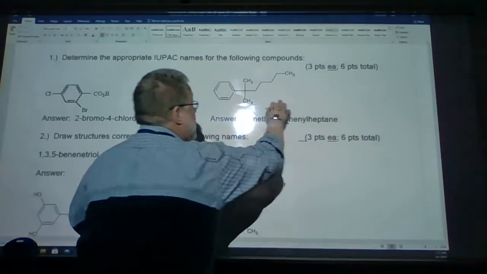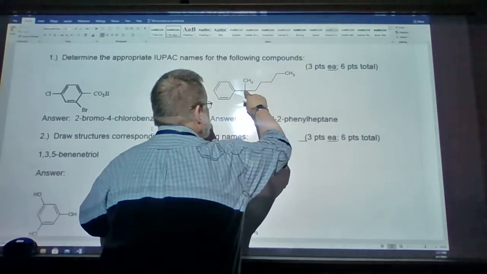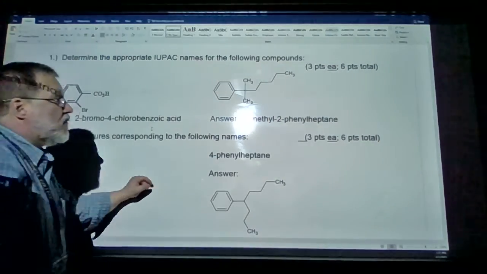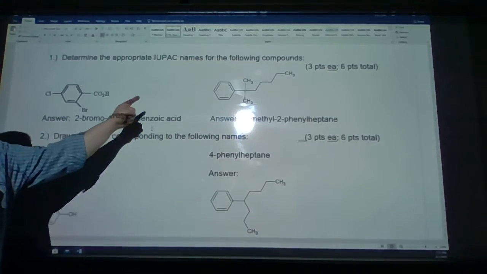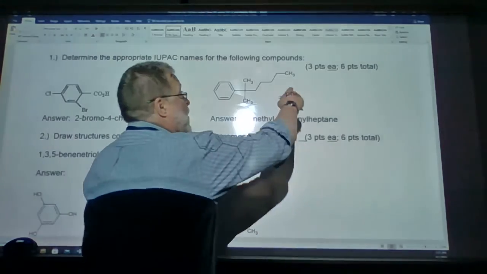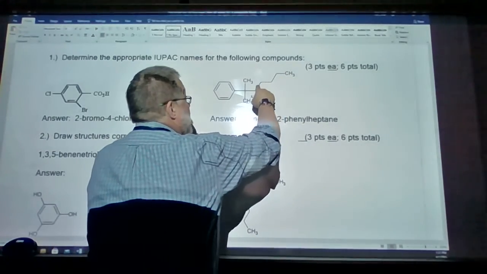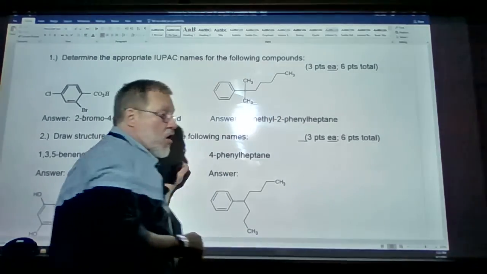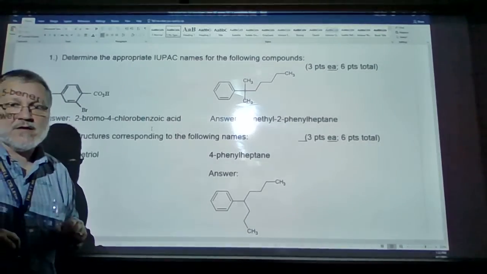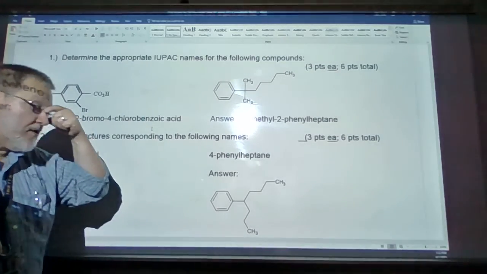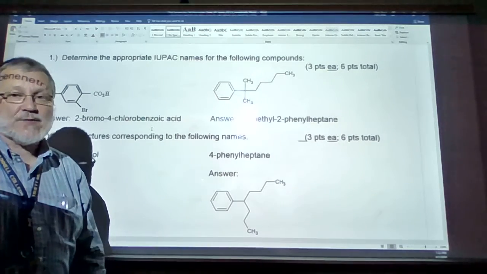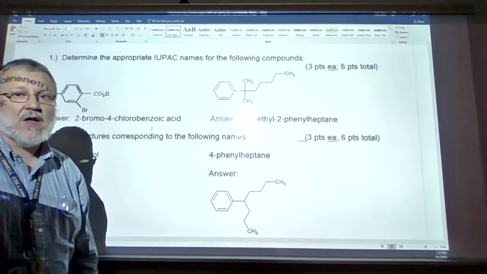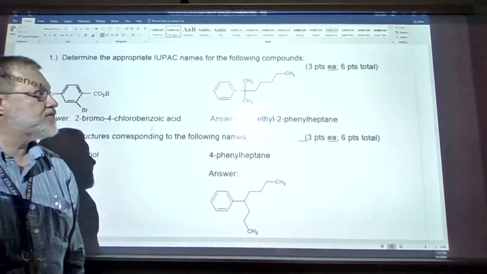Number this one, second one. 1, 2, 3, 4, 5, 6, 7. We have a compound that is made up of an aromatic ring and 1, 2, 3, 4, 5, 6, 7 carbons. 7 carbon chain. Since we have more carbons in the chain than in the aromatic ring, the ring is a substituent. Therefore, we name that as a phenyl.